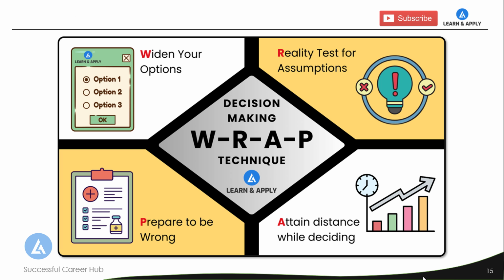Let's understand the technique that is going to help us in this decision making process. This technique is the WRAP technique. WRAP stands for Widen Your Options, Reality Test for Assumptions, Attend Distance while Deciding, and Prepare to be Wrong. You will get more clarity about this technique once we understand the four villains of decision making. So let's go into the detail of it.